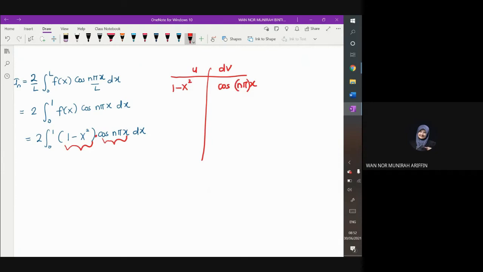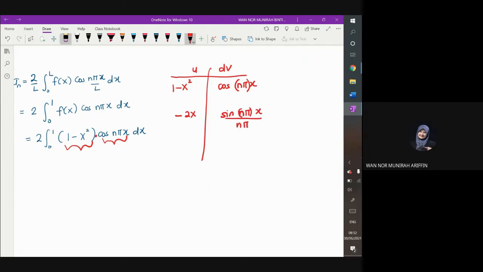Because we know that n pi is constant. Okay, when we integrate a constant, we bring the constant down, so we need to bring both n pi to the denominator, because x is the variable. Differentiate 1 minus x square, you will have negative 2x. Integrate cos. Integrate cos gives what? We get sine, right? So we have sine n pi x over n pi.